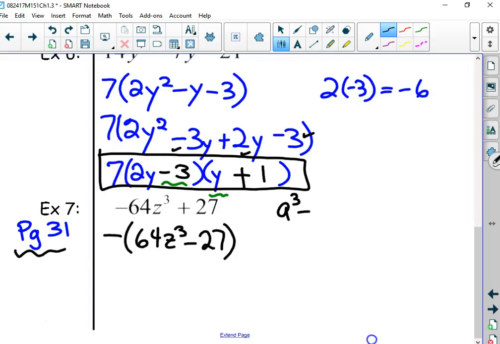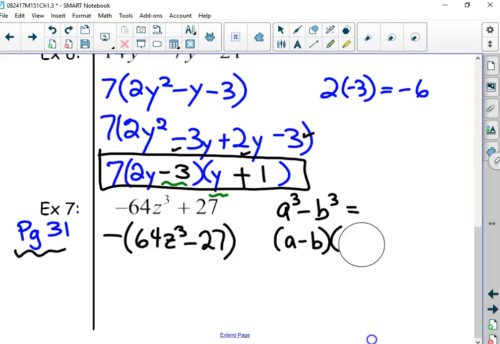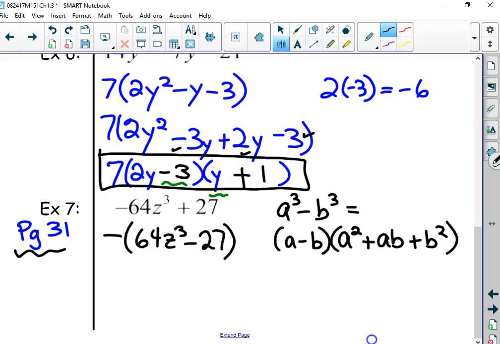My pattern for the difference of 2 cubes on page 31 is real similar to the sum of 2 cubes, which makes it somewhat easy to remember. It is a minus b times a squared plus ab plus b squared. Now, that trinomial you get, and this always happens with the sum or difference of 2 cubes, is not factorable, so you don't even have to worry about it.